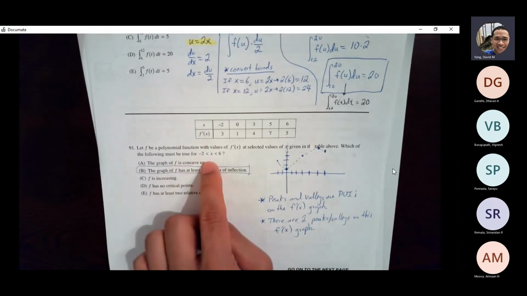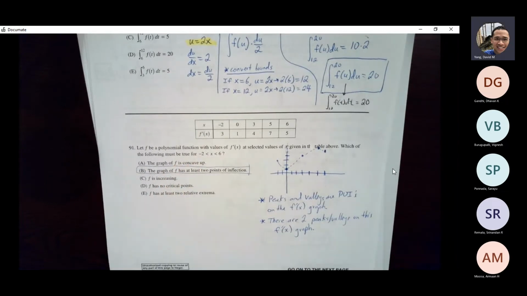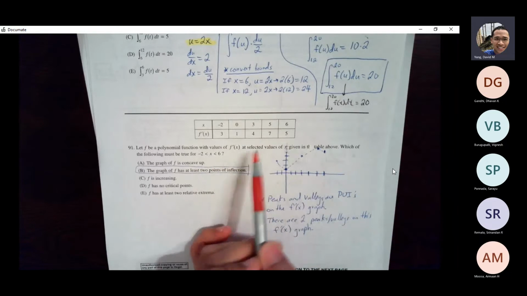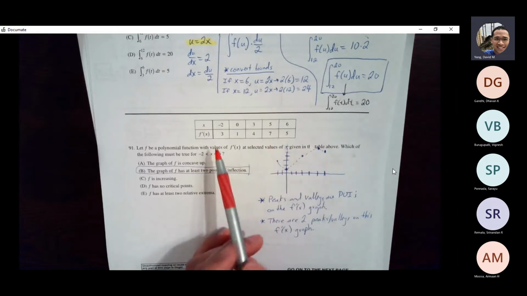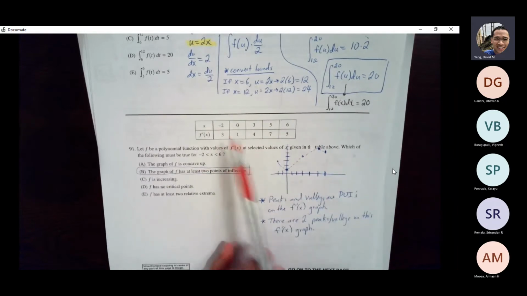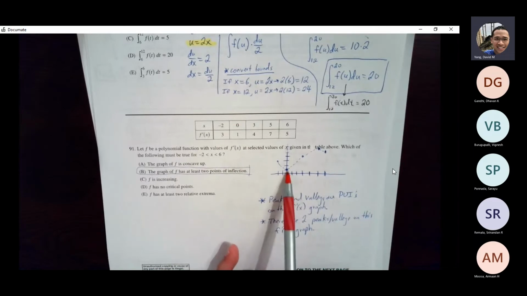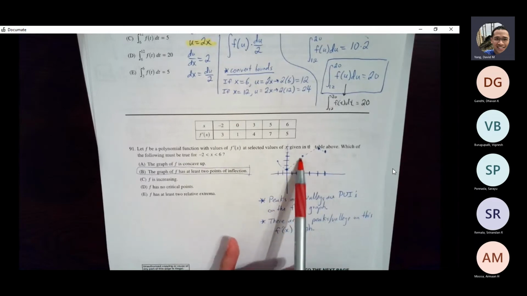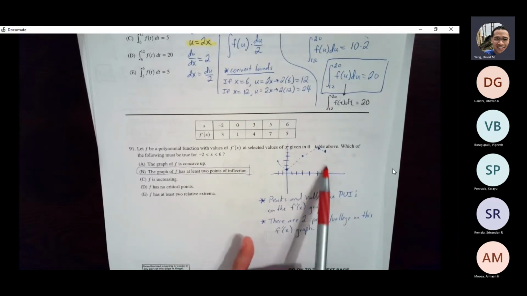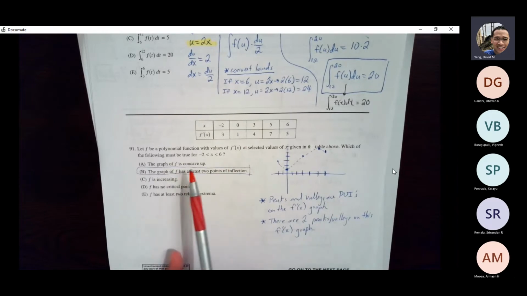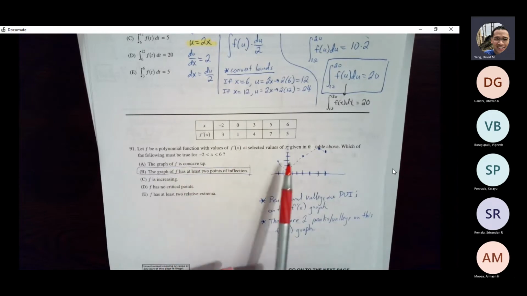All right, 91. Let f be a polynomial. Values of f prime are selected. So I find it best just to plot all these points here: -2, 3, 0, 1, 3, 4, 5, 7, 6, 5. Which of the following must be true? Now, this is the derivative graph.